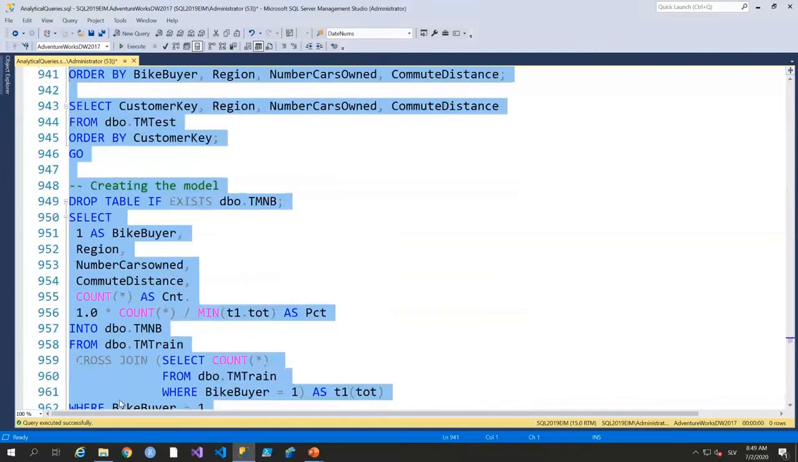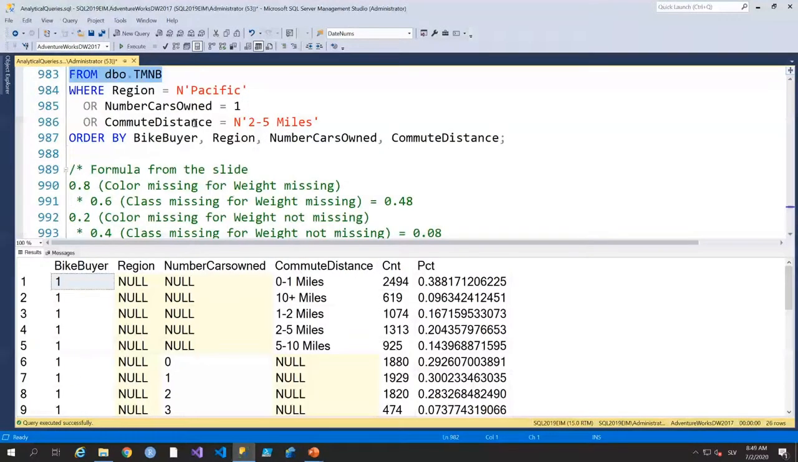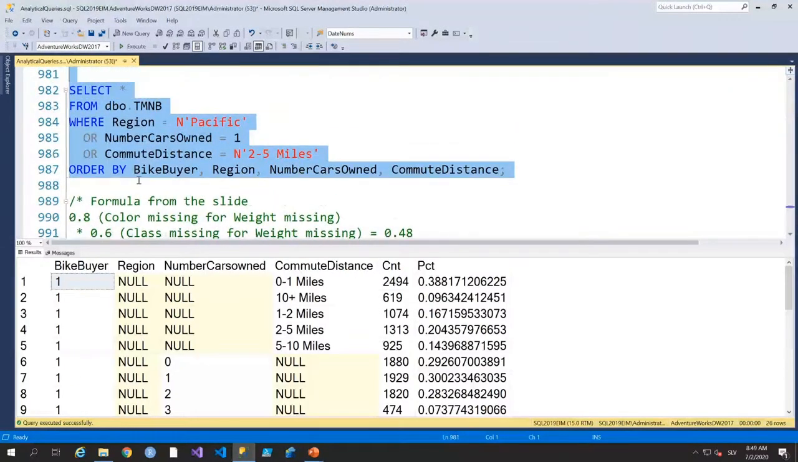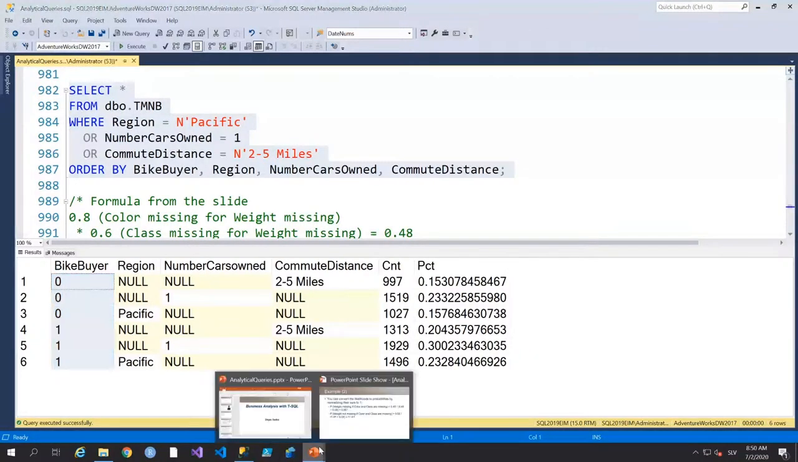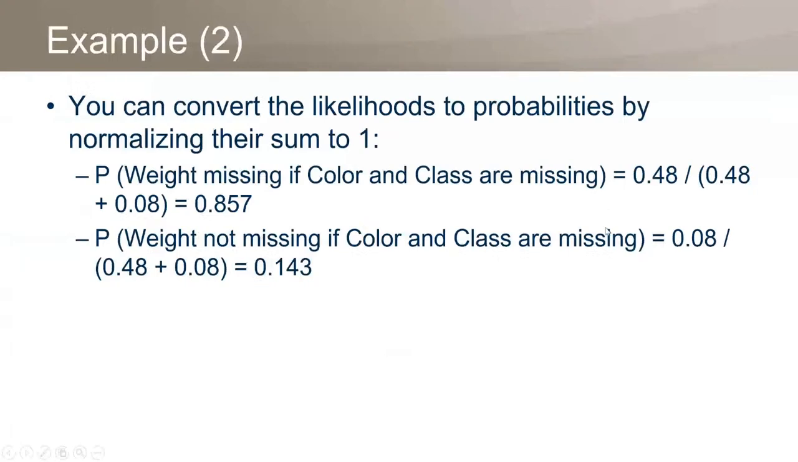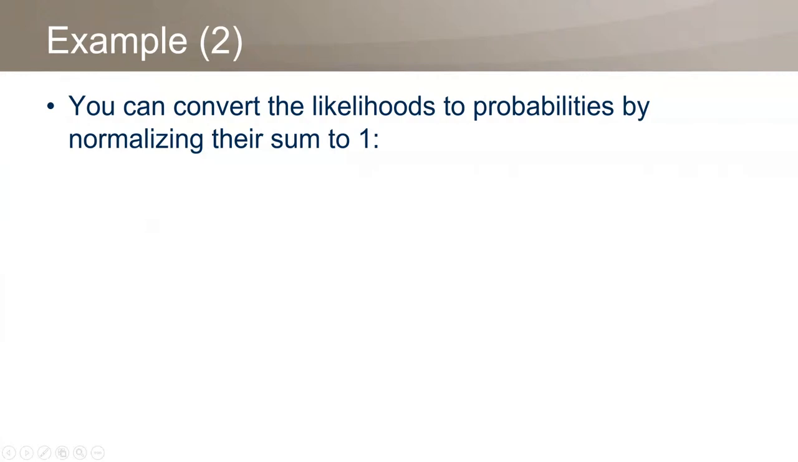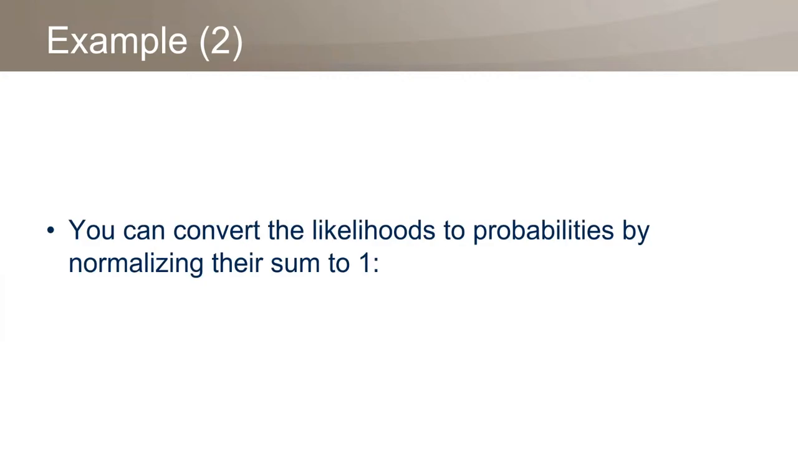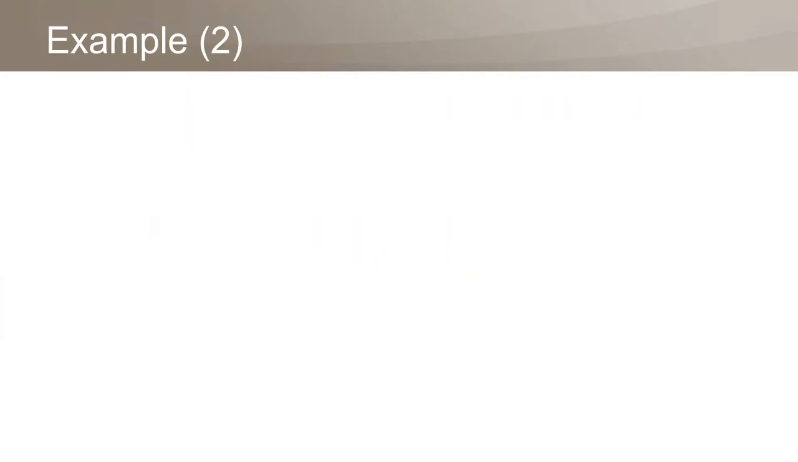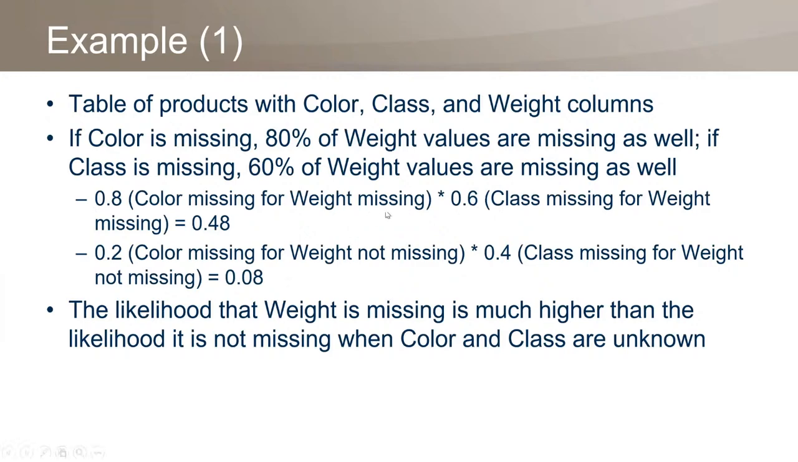And now I can search for a specific row: region Pacific, number of cars 1, commute distance 0 to 5 miles. And for this, I have these probabilities for bike buyer 0 and 1. Now I have to calculate, let me go back to the slide, something like this. This is something that I have to calculate. And for these, first I have to calculate products of these probabilities.